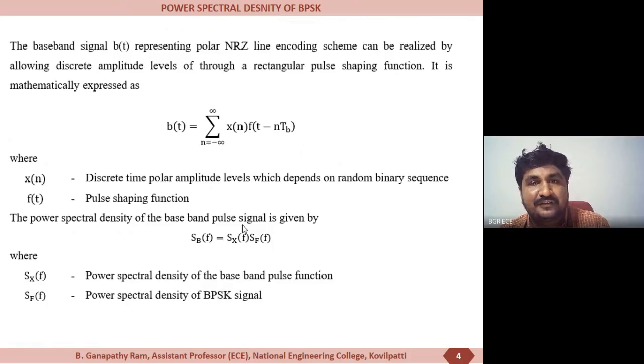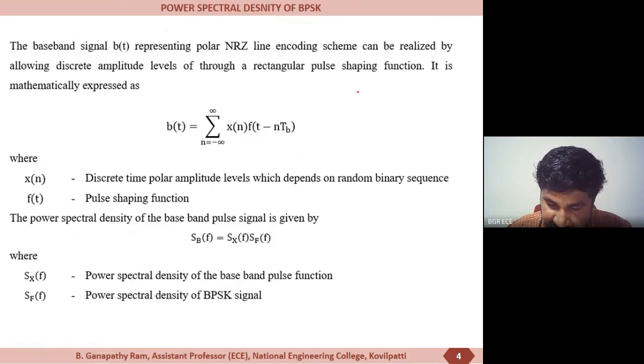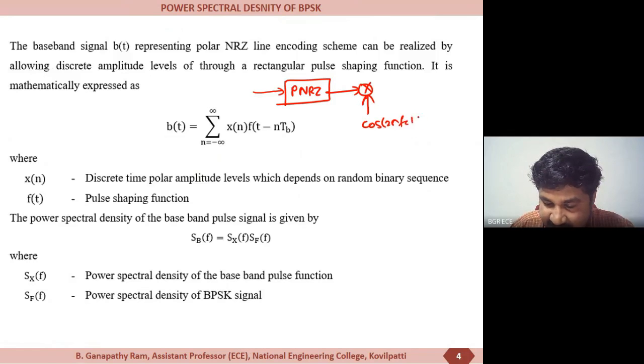Now the baseband signal B of t is the outcome of the polar non-return to zero line encoding scheme, which is realizing discrete amplitude levels of rectangular pulses through a rectangular pulse shaping function. Generally, the BPSK modulated symbol is generated by a polar non-return to zero line encoder. Then it is multiplied by cos 2 pi fct. Then we will get either S1 of t or S2 of t.